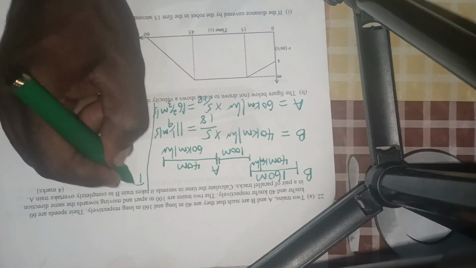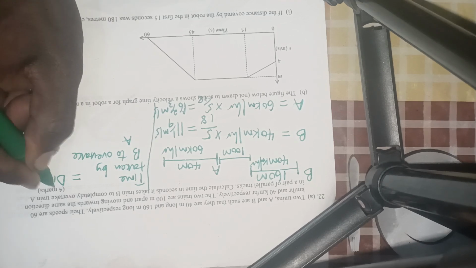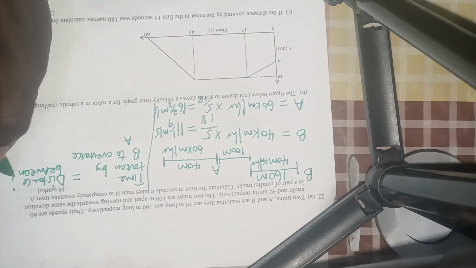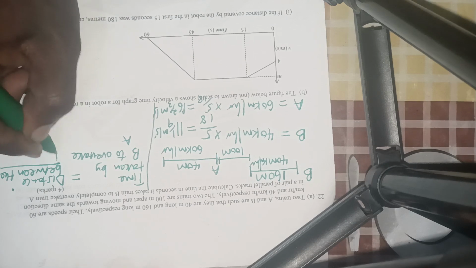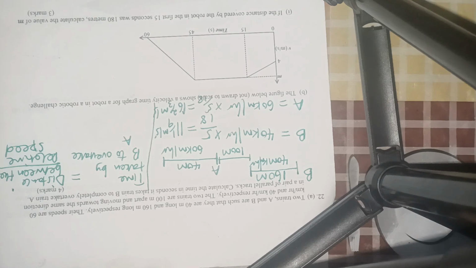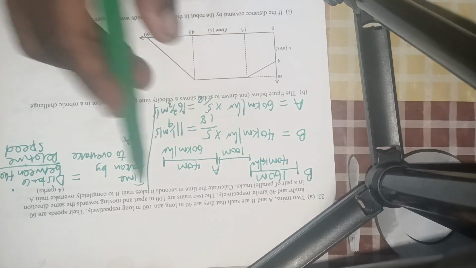Now, time taken by B to overtake A should be equal to distance between them divided by relative speed. Of course, if these two trains are moving in the same direction, for us to get the relative speed, we shall get the difference in their speeds in meters per second. So the distance between them, we have first 160 meters, 100 meters, then 40 meters. We are going to add all those three distances.